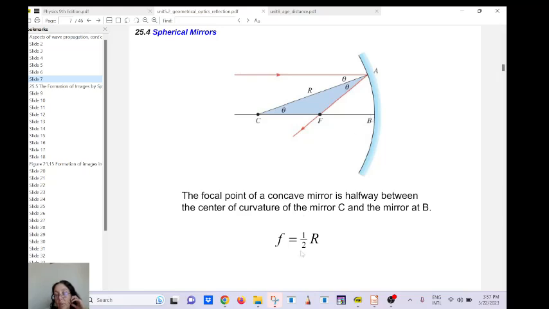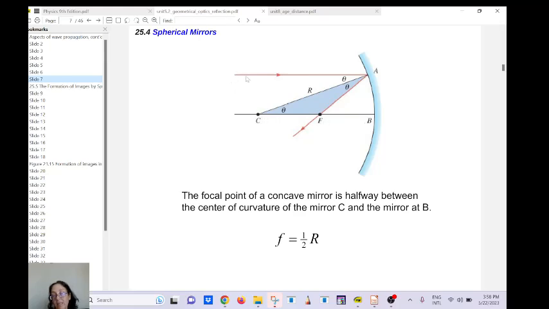And here is the property of those mirrors. The focal length is half of the radius. So the focal point is halfway between the center of the mirror and the center of curvature. So this distance here equals that distance here.